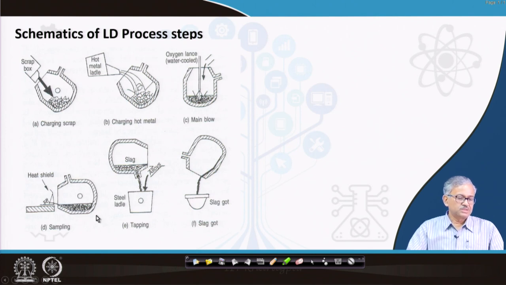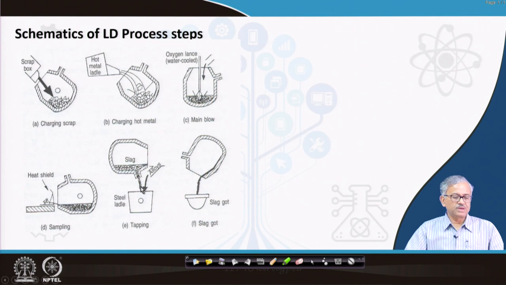And then you take out a sample, a liquid sample, and you can see what the composition is and all this. And then this is the tapping process. This is called tapping, when you tap the liquid steel from the LD to the ladle, and you can see it there.